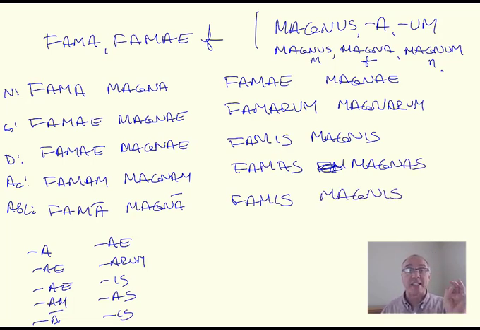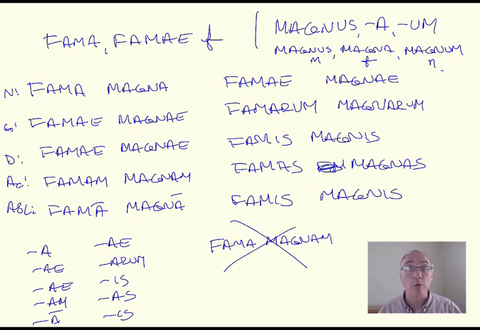Now we have declined a noun with its adjective. And notice that the adjective agrees in case, number, and gender with the noun it modifies. You are never ever going to see fama magna with those mismatched endings. That's just not going to happen. Those two don't go together. In fact, I want to erase that out of your brain right now.